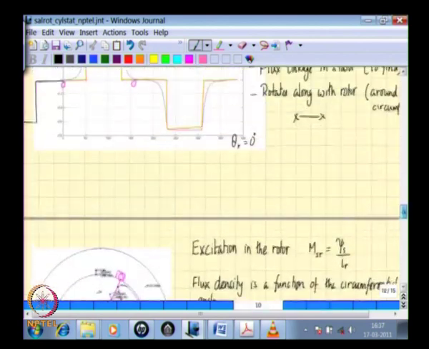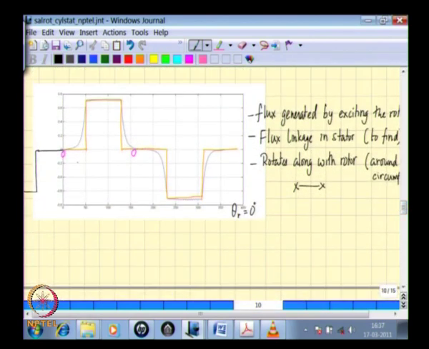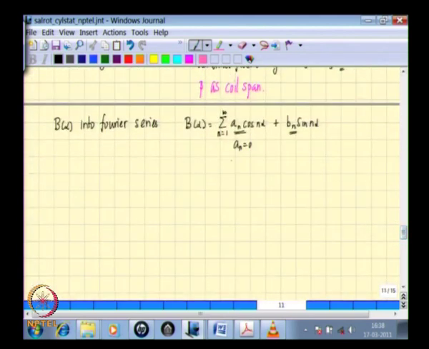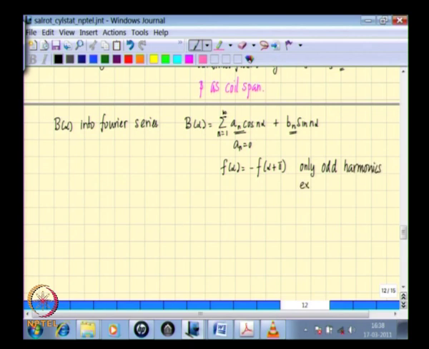And further we note that this waveform has half wave symmetry, in the sense the waveform becomes negative after every half a cycle, and therefore we have the condition f of alpha is equal to minus of f of alpha plus pi, that is your half wave symmetric waveform. And therefore if this is the case, we also know that only odd harmonics exist, right. And therefore we can now write an expression for Bn.